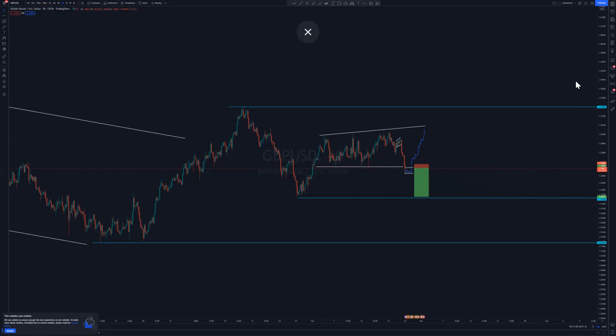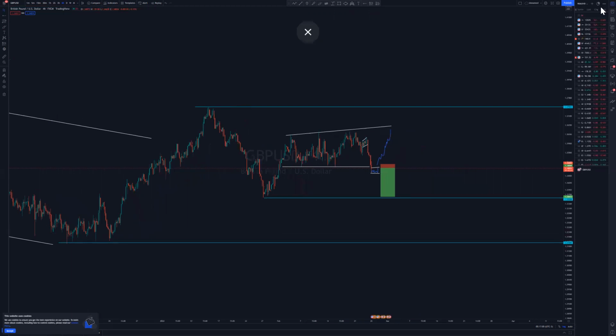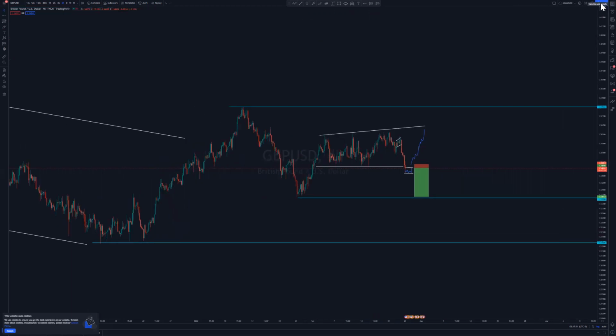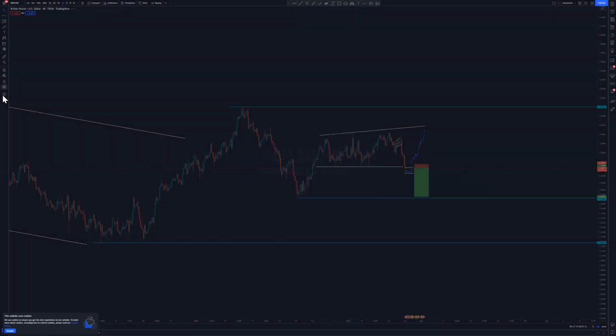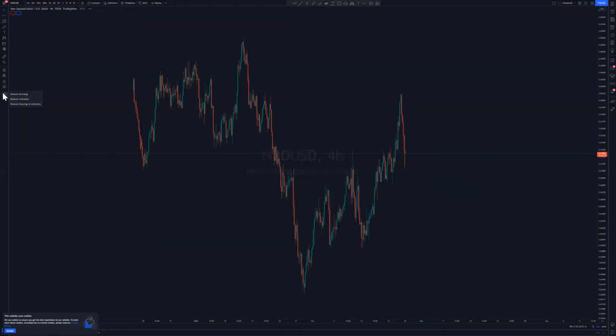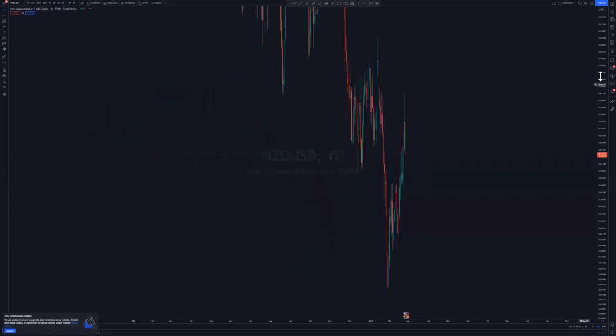Okay, now this was number 3. I'm not sure which one to do right now. Let's see. Let me think. Okay, NZDUSD. Guys, I think it's number 4. Yeah, it's number 4. So now, guys, we're looking at NZDUSD.